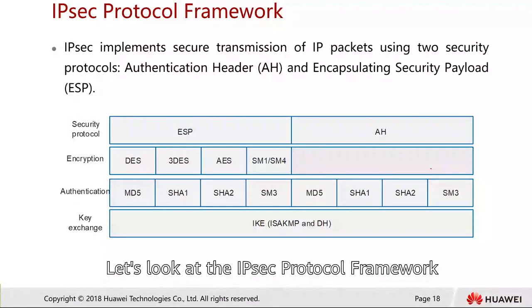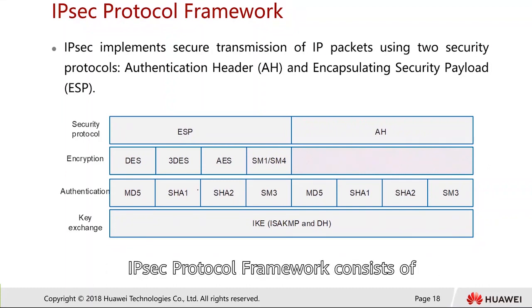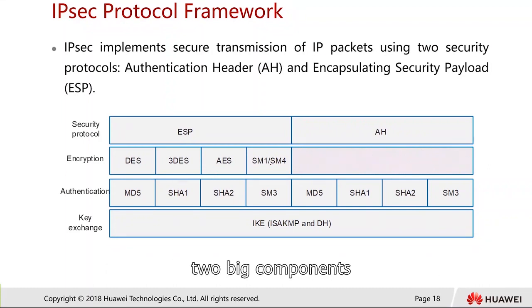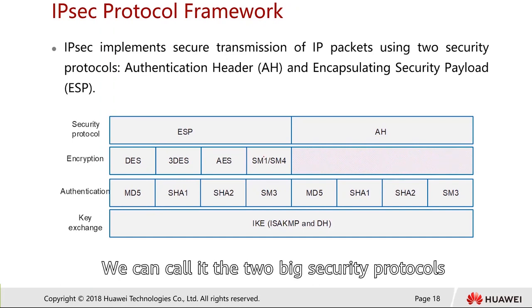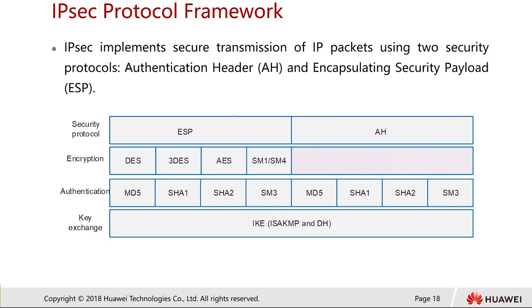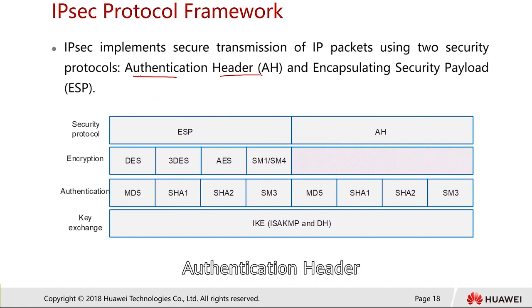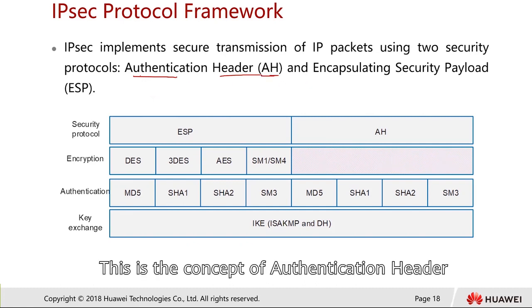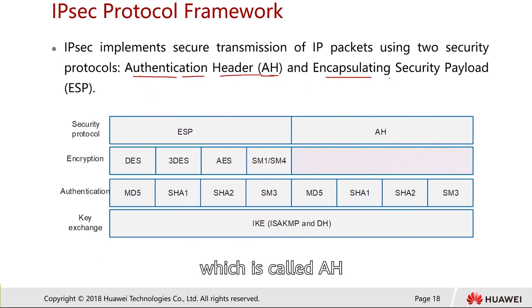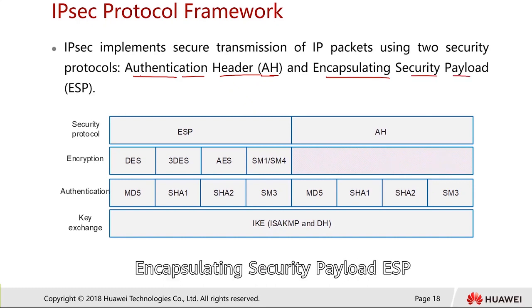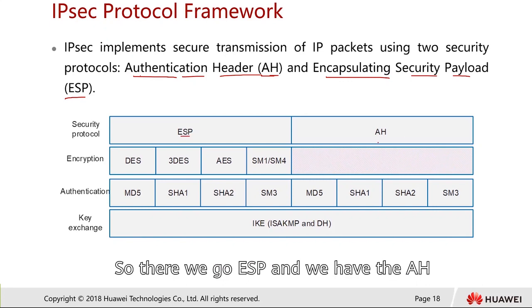Okay, so let's look at the IPsec protocol framework. The IPsec protocol framework consists of two big components, or we can call them the two big security protocols. The first protocol here is called the Authentication Header, AH. And the other one is called the Encapsulating Security Payload, ESP.